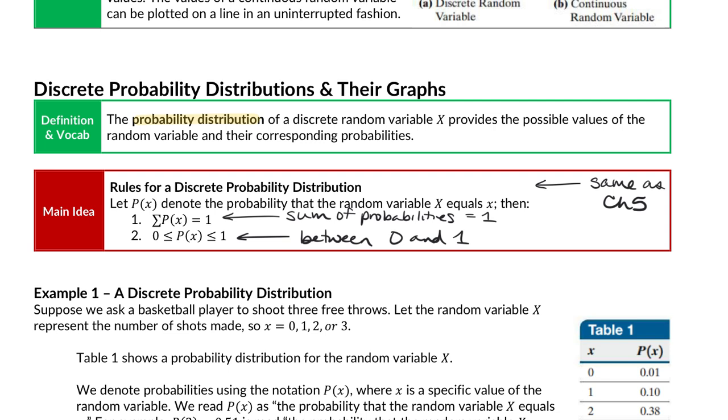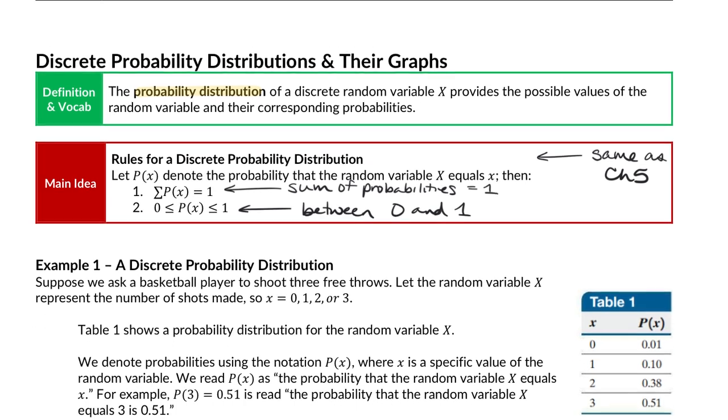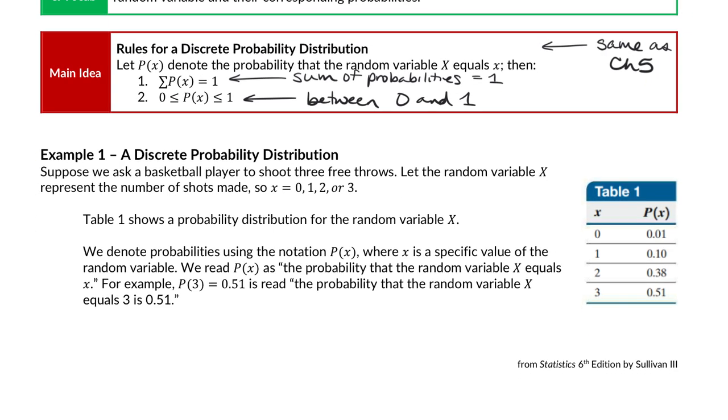So for example, suppose we ask a basketball player to shoot 3 free throws. Let the random variable X represent the number of shots made. So either they could miss them all, so 0 made, they could make 1, they could make 2, or they could make 3. Table 1 here shows the probability distribution for random variable X.